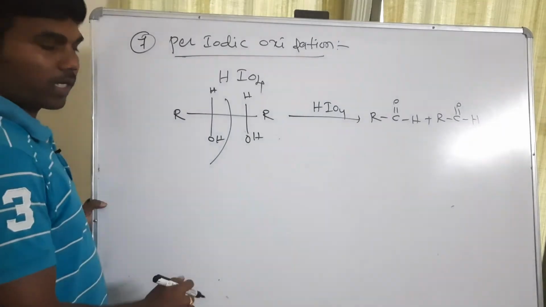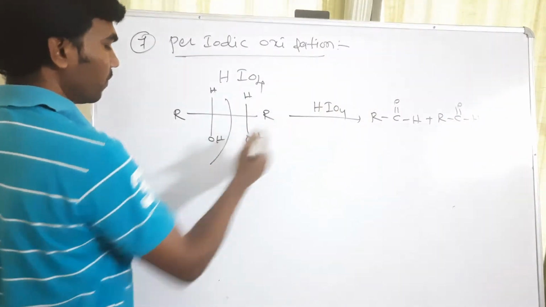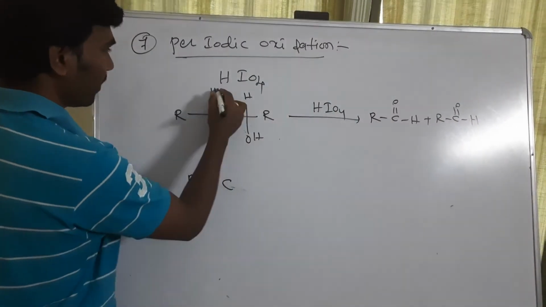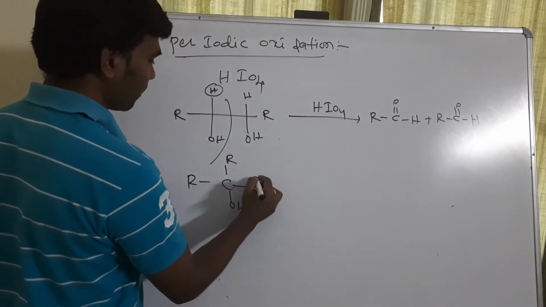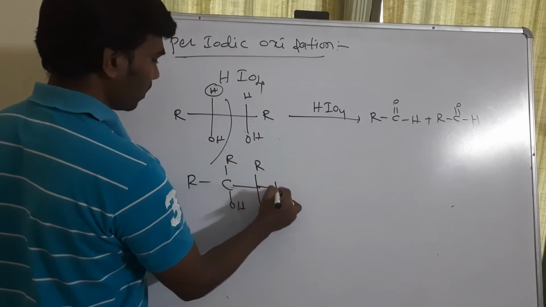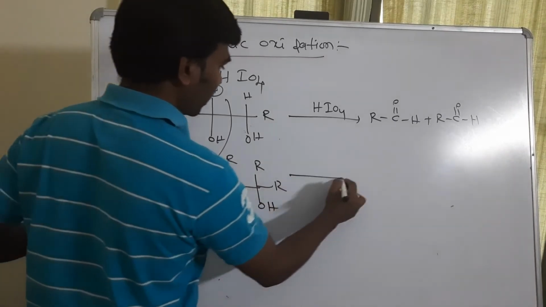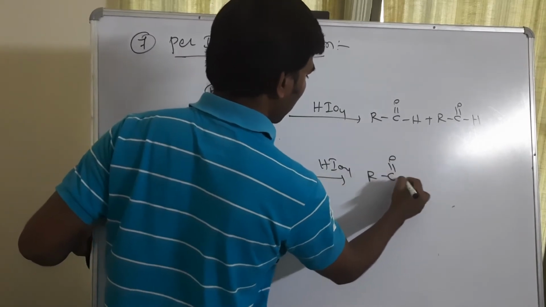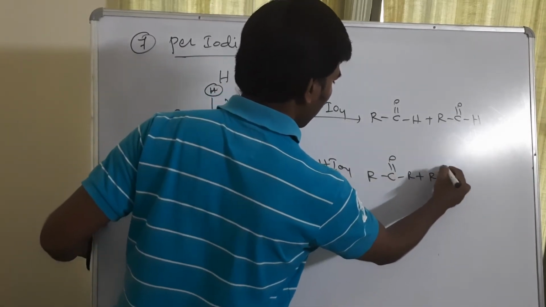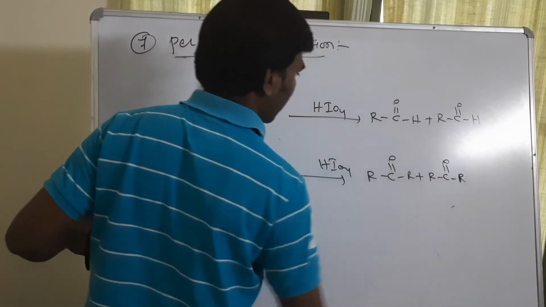If you want to prepare a ketone with the help of HIO4, then here we have to make a small change. Instead of H, you take R on the OH-bearing carbons. So if I am adding HIO4, then it is going to form RC double bond O R plus RC double bond O R, it will form like this.